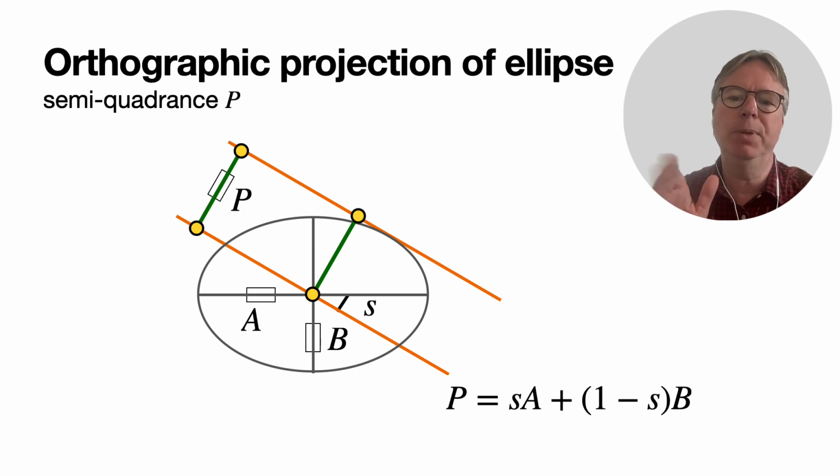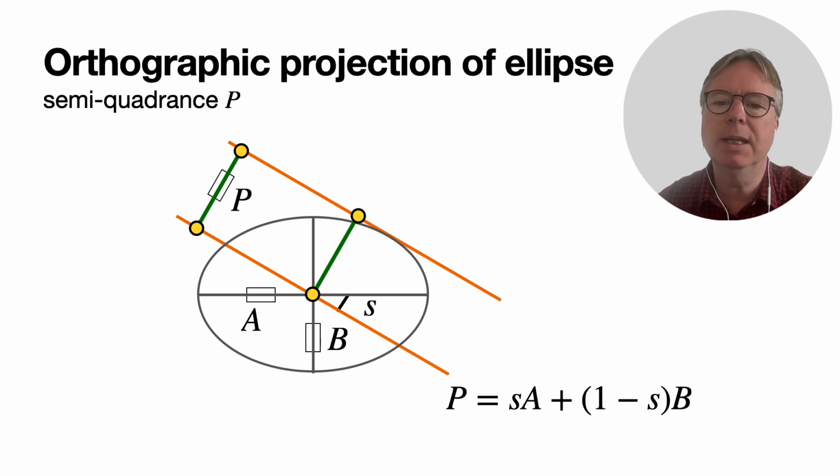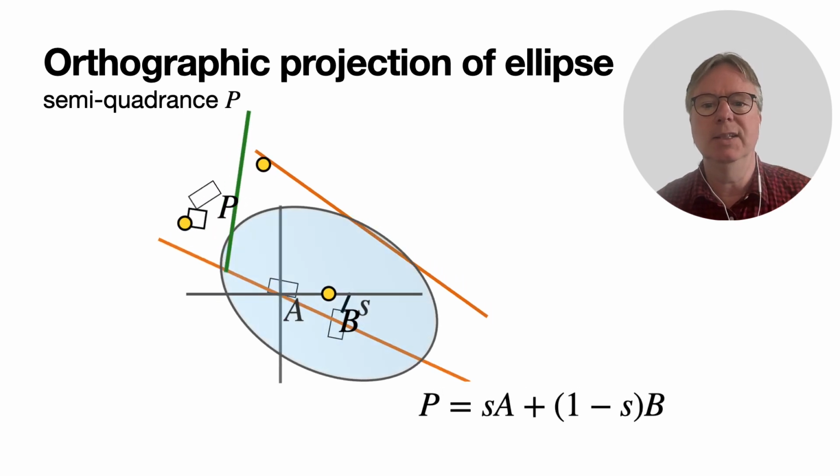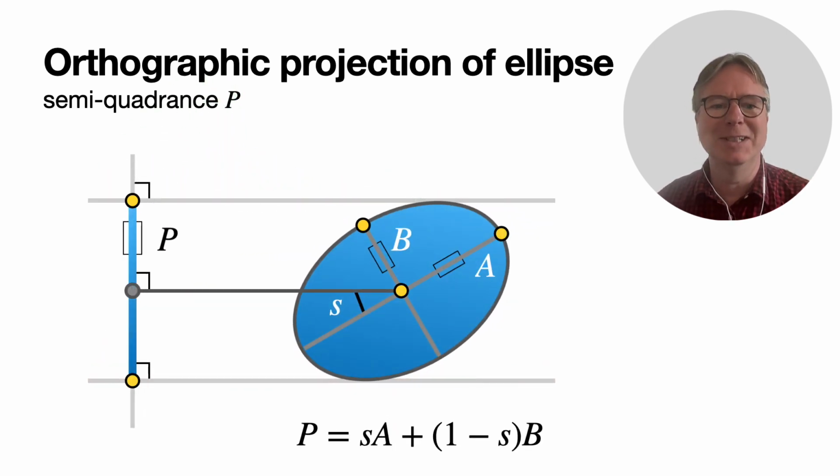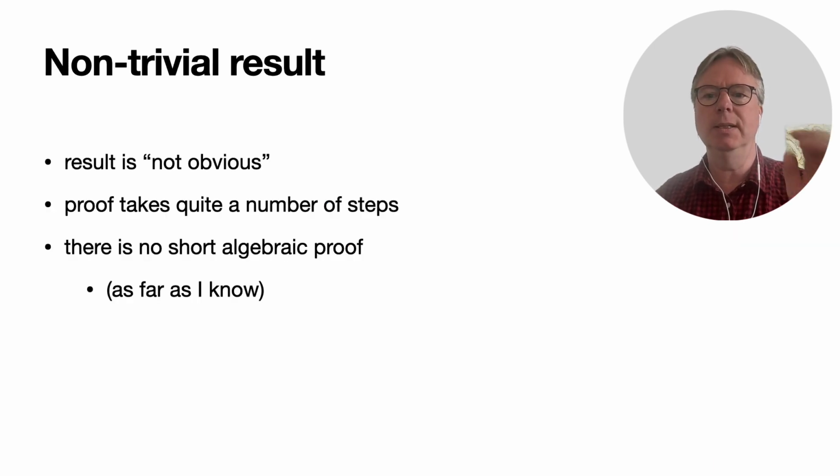Now let's shift the P outside of the ellipse, get rid of that. And now we have a projection, an orthographic projection of the ellipse. And let's go with this marvelous animation. So now we're back at the original illustration, and P is S times A plus 1 minus S times B. And this is not a trivial result.